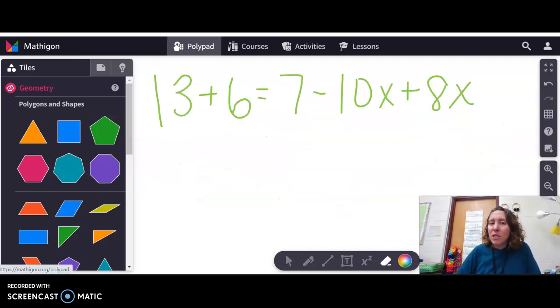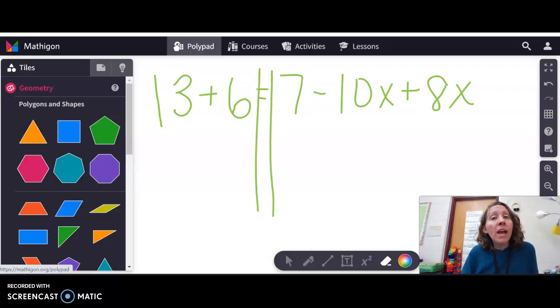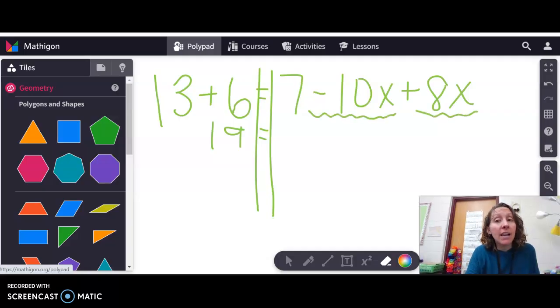All right, let's try this one. All right, over on the left, we have 2 integers or 2 constants. So we are going to add those together. So 13 plus 6 is 19. And on the right, we have negative 10x and 8x. That is negative 2x. So we still have the 7, and then we have negative 2x.